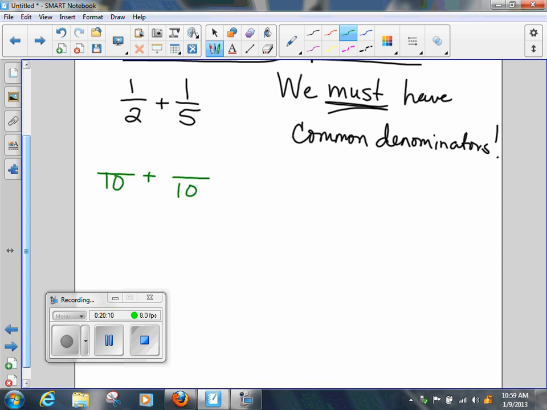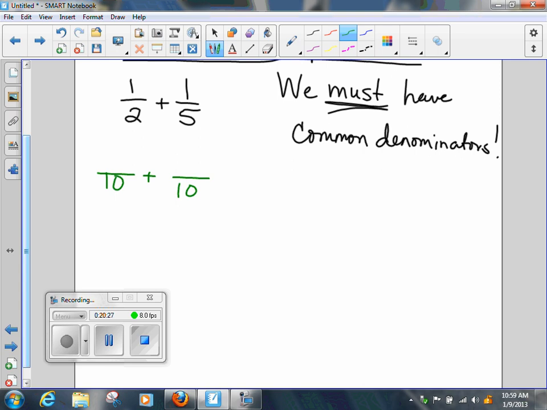But how do we get it? How do we get 10? We multiplied them to each other, right? Because their only common factor that they have right now, their only common multiple is 1.